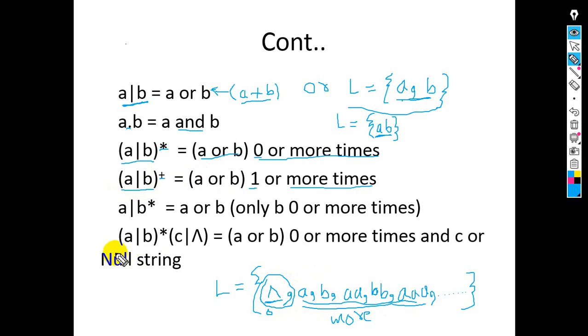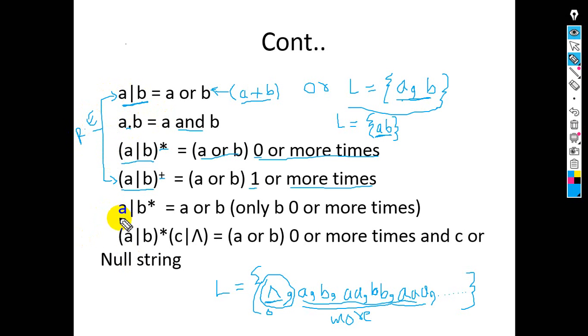Next, these are all the regular expressions. These are the representation of a language, the definition of a language. The first was descriptive, then recursive, and this is the third representation or definition of a language, which is regular expression.